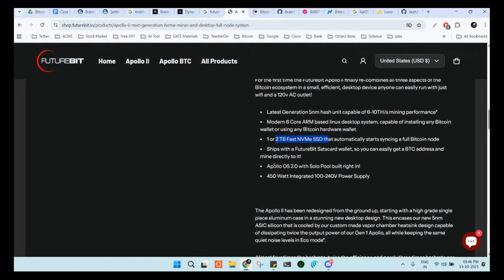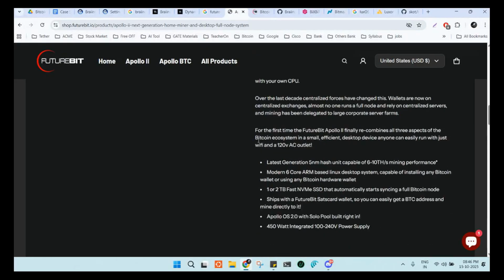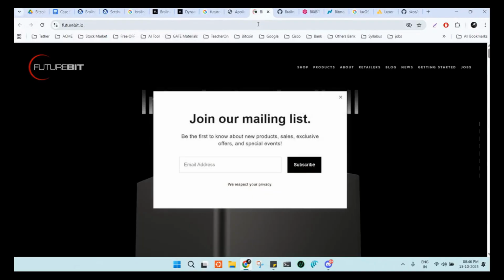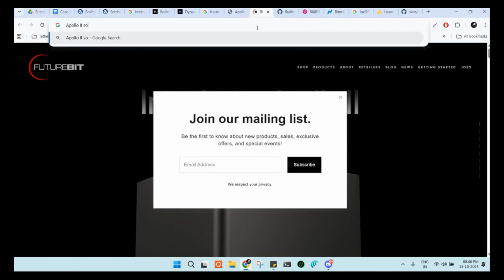And you can also run solo pools. So if you don't want to use the mining pools, because maybe the mining pools are centralized, you can also do solo mining. And recently there was news that someone using this Apollo did solo mining. Let me search it. There was news, solo mining.